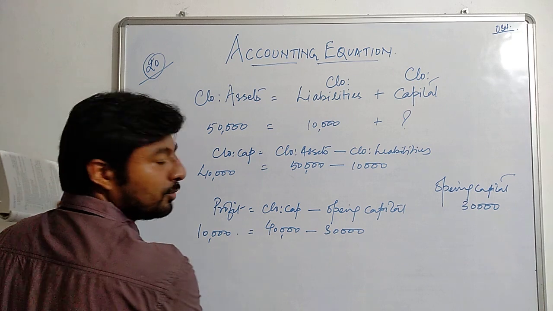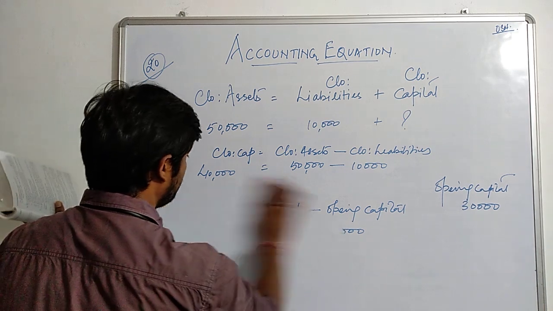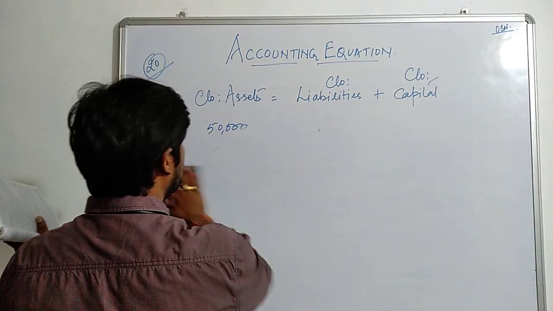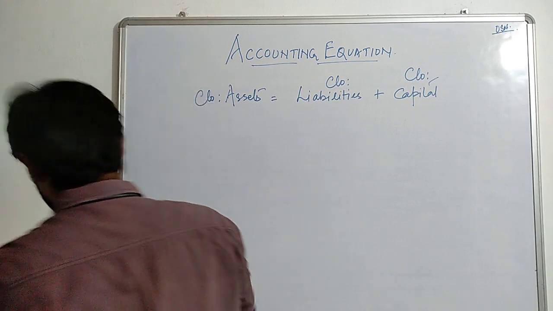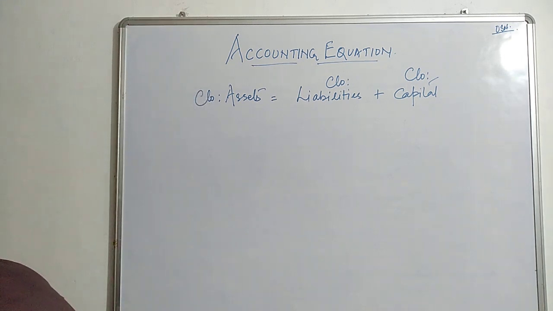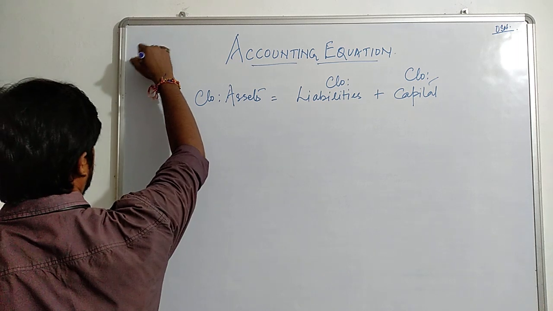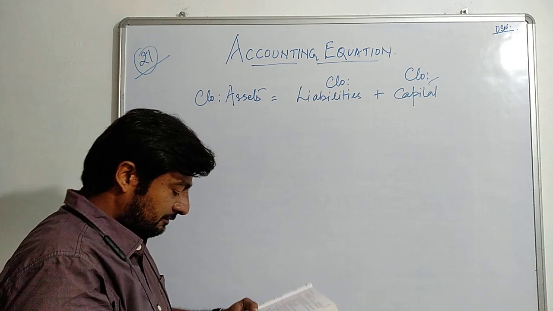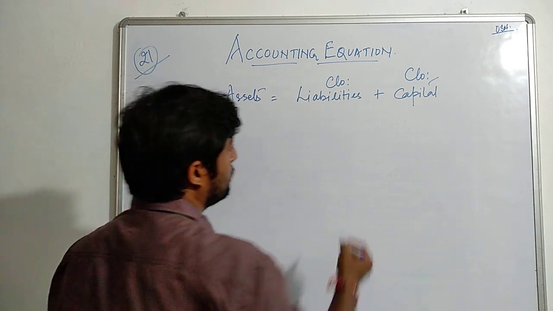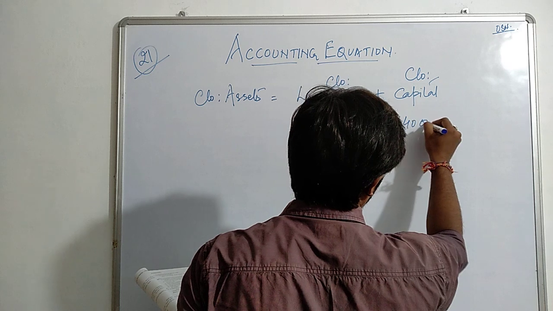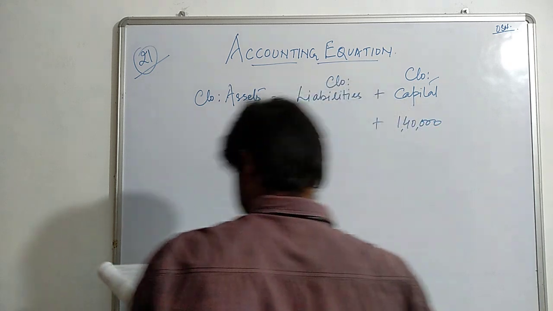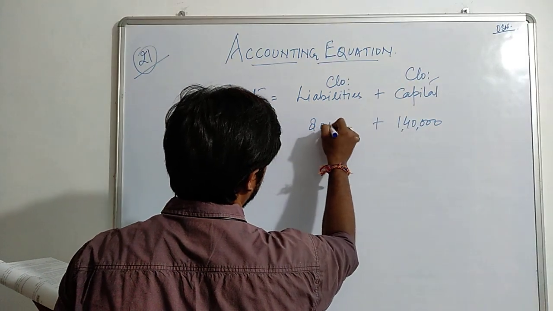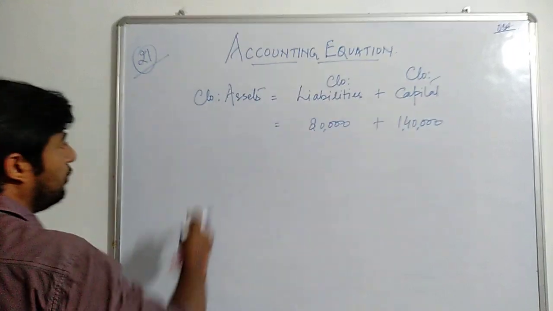Right. Now we are proceeding to the next question. I am rubbing this question. See the next question. Next question is question number 21. Now see the question. If capital of a business is 140, no problem, capital is 140, right? And the liabilities are 80. What is the amount of asset?